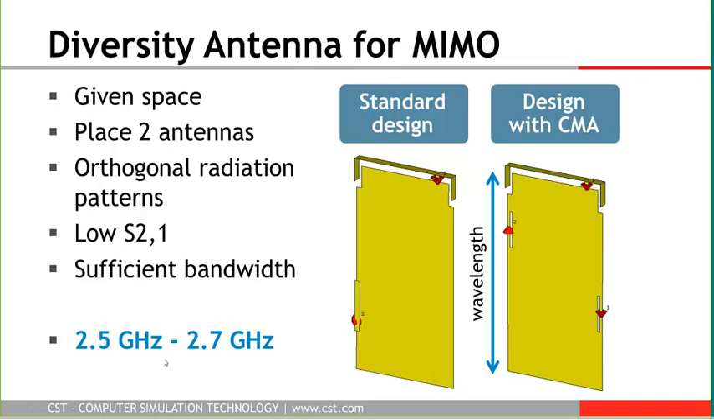In this case, we have chosen the bandwidth for LTE communication standard or several LTE bands, which are in the range of 2.5 to 2.7 gigahertz, roughly. At this frequency, the size of the mobile phone is roughly comparable to the wavelength. And I will show you two design approaches: standard design, which uses inverted F antenna, and design with characteristic modes.